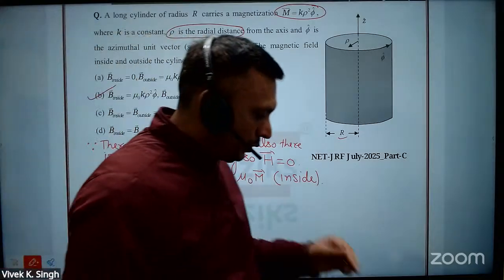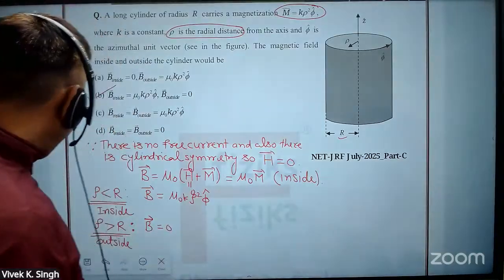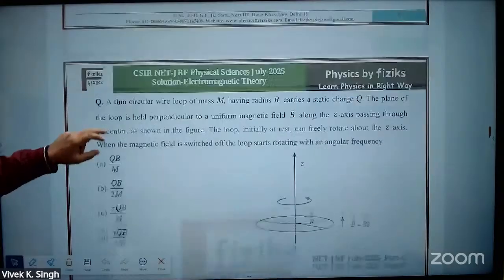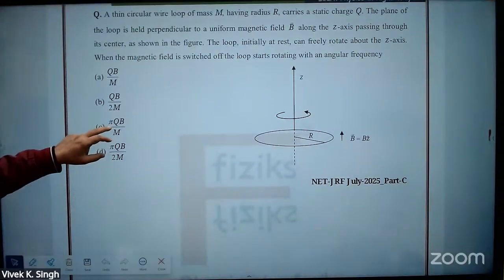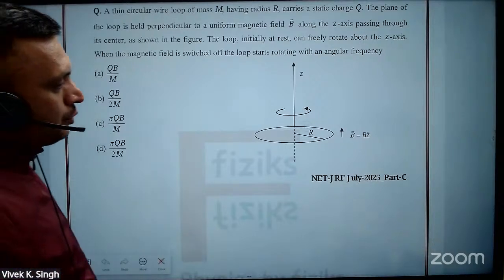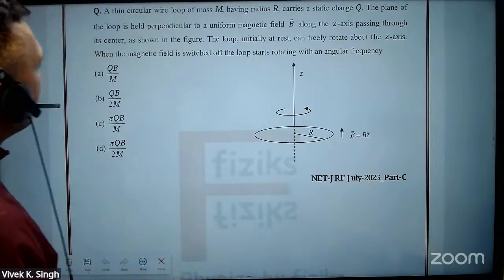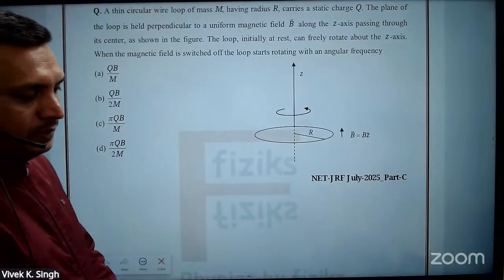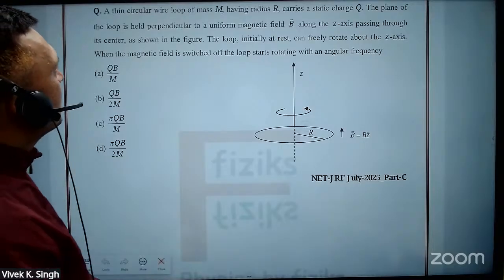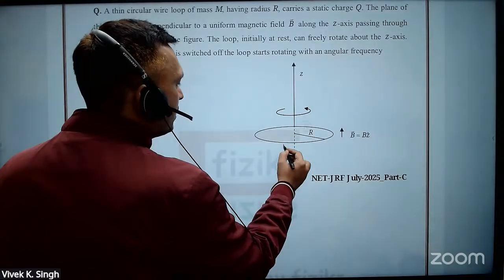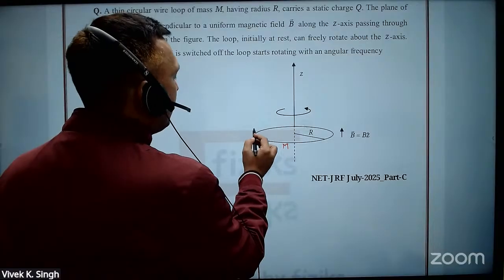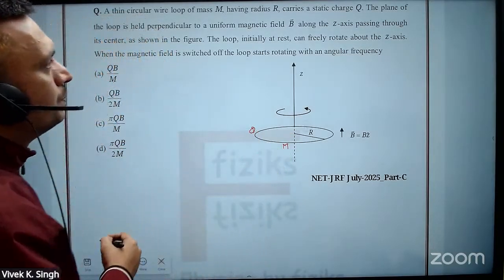Okay? So let's see one more question. First see the statement of the question: a thin circular wire loop of mass m. Its mass m is the mass of this loop, radius r, and this carries a static charge q. Total charge over it is q.